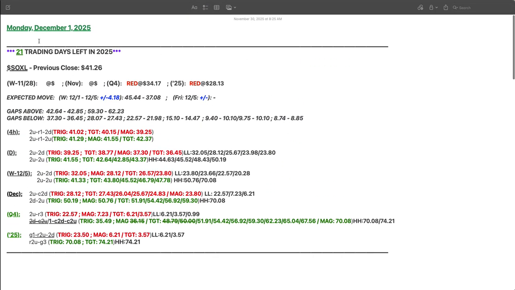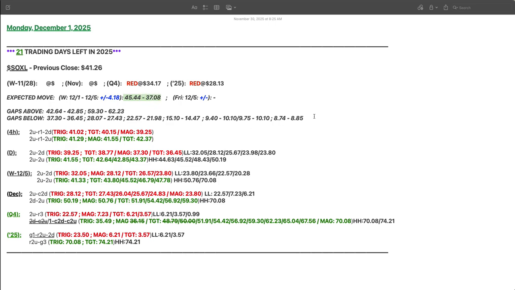We've looked at the charts quite a bit. For Monday, December 1st, there will only be 21 trading days left in 2025 on Monday, right? So just keep that in mind. You want to finish out the year good, right? The close on Friday was 41.26, and with the $4.18 plus or minus move expected by the market makers, that gives us a range of 45.44 to 37.08.